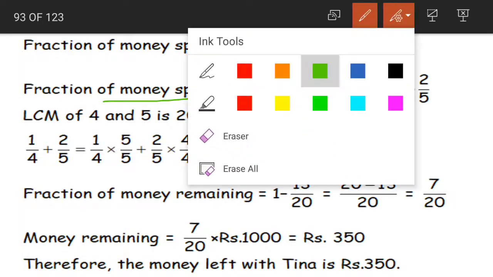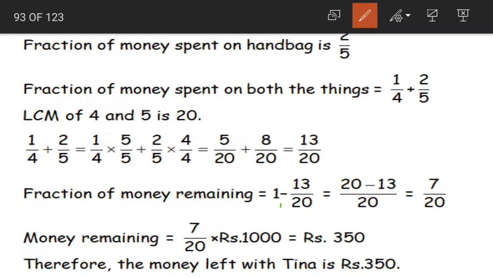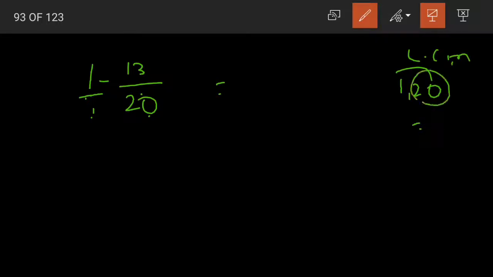Now she is left with how much? This 13 by 20 is just a fraction. So what will be the whole? We will always consider 1 as the whole, children. So from this 1, she has spent 13 by 20. So how will we subtract? Here the denominator is 1 and here the denominator is 20. When we have 1 and any other number, the LCM will be the number itself. The LCM of 1 and 20 is 20.